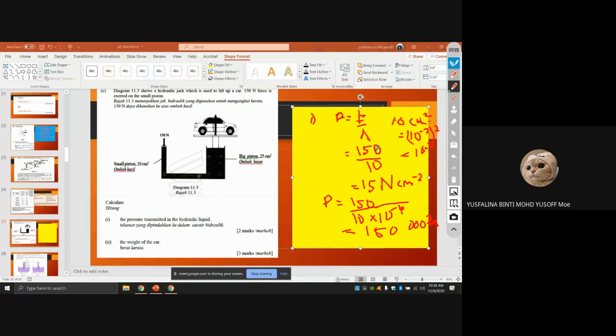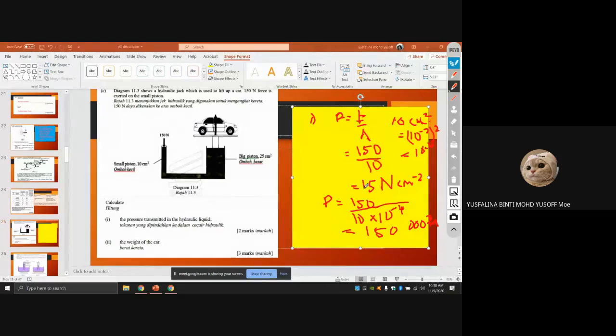Okay, I check first whether it's correct or not. This one is correct. This one is 10 to the power of negative 2, cm^-2, squared so negative 4, 250 divided by 10 to the power of negative 4. So correct.